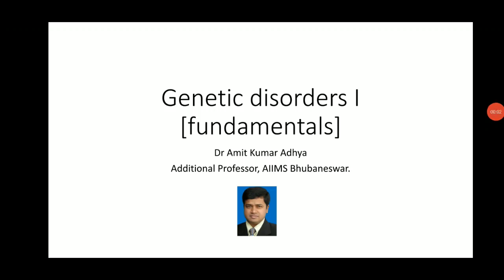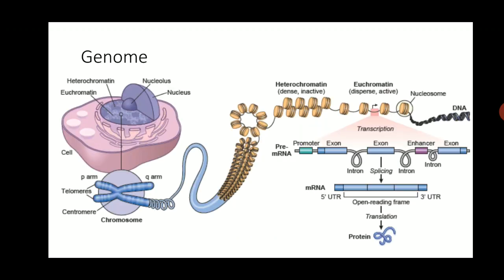Hello students, in this chapter I shall talk about the fundamentals of genetic disorders. We all know that the human cell contains 23 pairs of chromosomes, 22 pairs of autosomes and 1 pair of sex chromosome. The sex chromosomes are XX in the female and XY in the male.